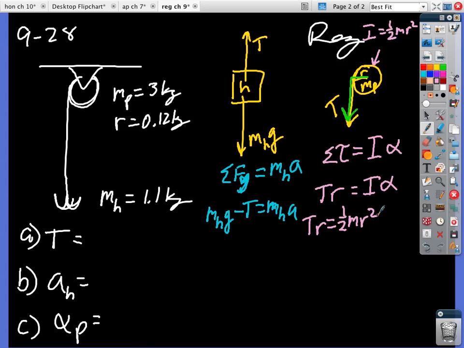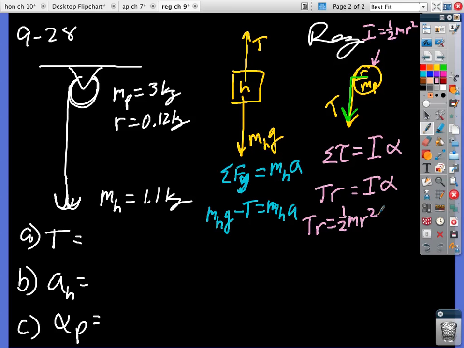Just like, what is theta? Theta is what over what? X over R. Okay? Omega is what over what? V over R. Or you can do delta theta over delta t. That's true, that's not wrong. But you see what I'm getting at?